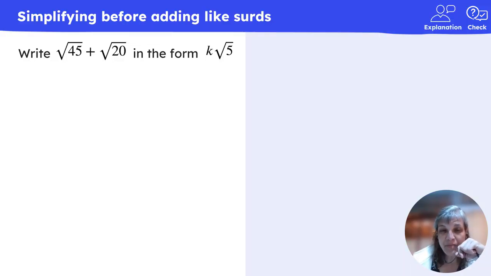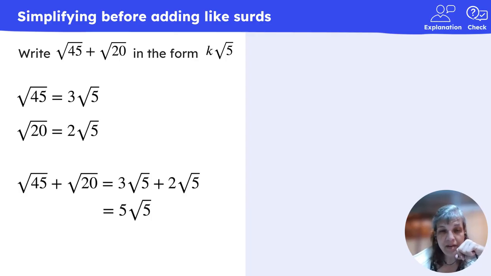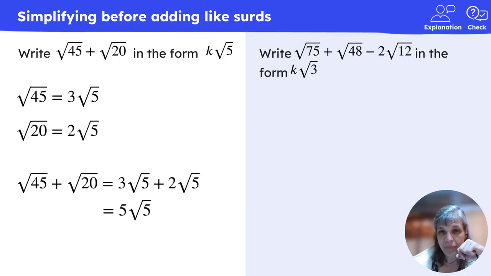Sometimes you have to simplify before you can collect like terms. Like this one, it says write root 45 plus root 20 in the form of something root 5. Well, neither of these are root 5, so I have to simplify. But both of them can simplify to something root 5. Root 45 is 3 root 5, root 20 is 2 root 5. Then I can add them together and get 5 root 5.